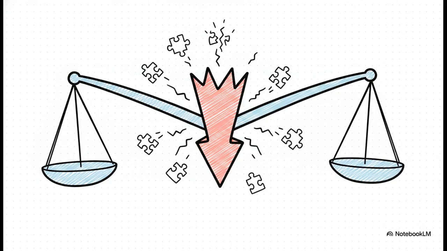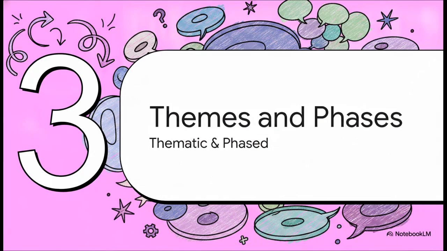You might artificially overstate contrasts or completely ignore the subtle nuances just to make your points fit neatly onto either side of the scale. All right, Section 3, Themes and Phases, Thematic and Phase Structures.